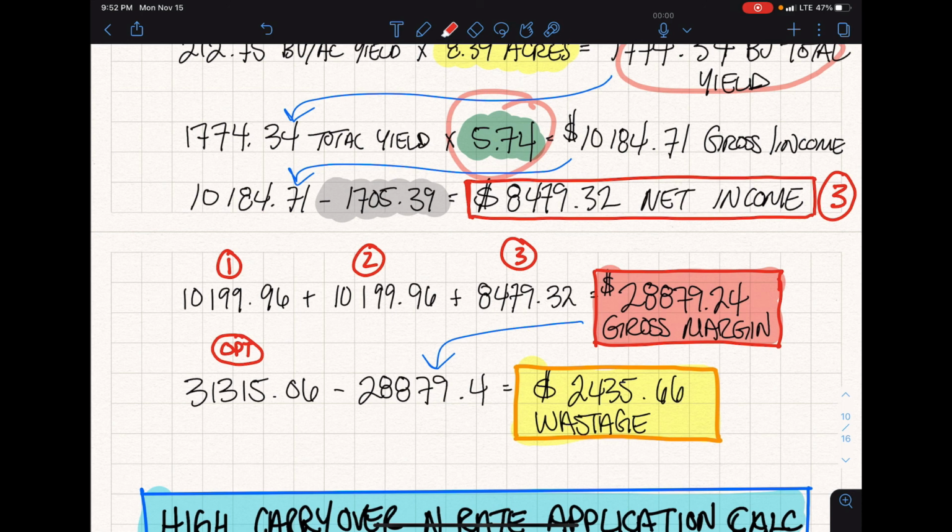So to find out what our wastage on this application regimen is, we would take our optimum gross margin, which is $31,315.06, subtract out our current application gross margin, which is $28,879.24. That would give us a $2,435.66 wastage.